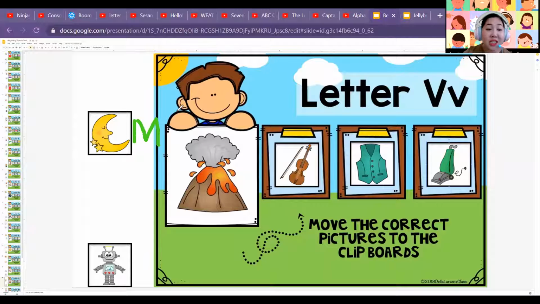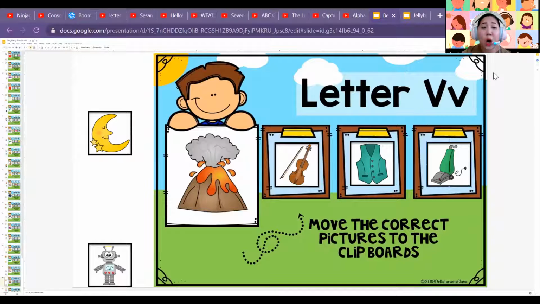And this is a robot. Robot. Does robot begin with the letter V? It does not. It begins with the letter R. So let's review again. We have the letter V. The sound of V is v, for volcano, for violin, for vest, for vacuum.